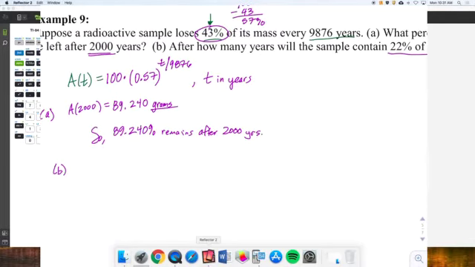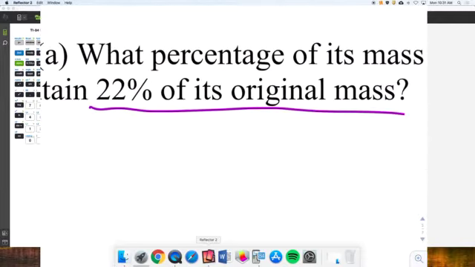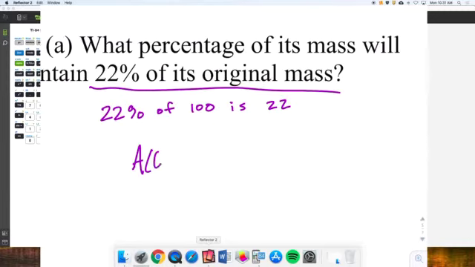After how many years? So now we're trying to find a T, so I need to plug in for A. Well, if I want to know when 22% is left, 22% of my initial amount, 100, is what? 22. Man, this is easy working with 100. So that's going to be my A of T. So now I say A of T equals 22. Go ahead and figure that one out on your own.